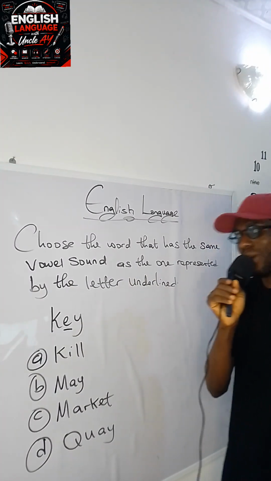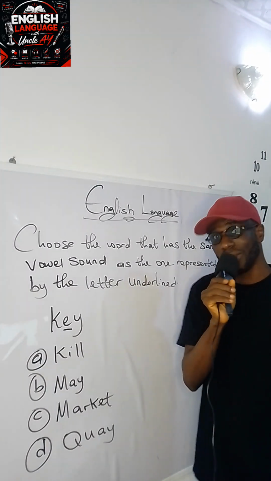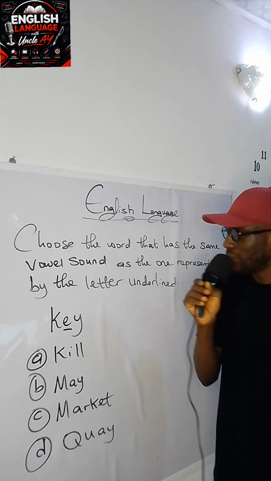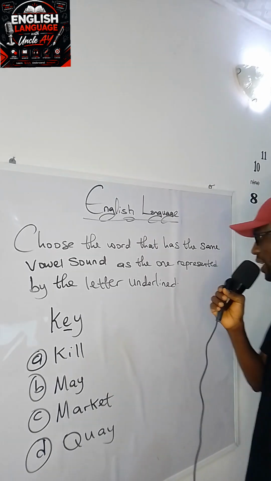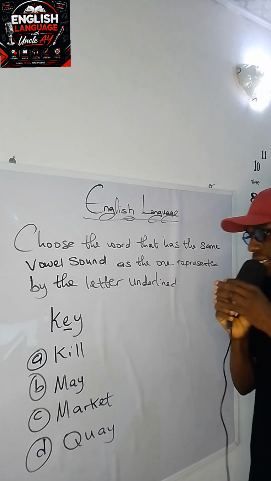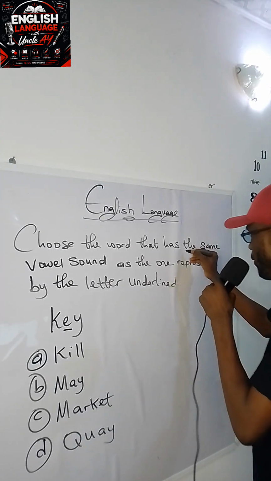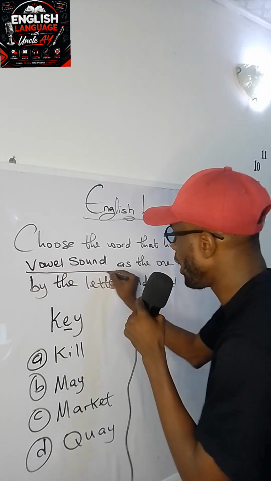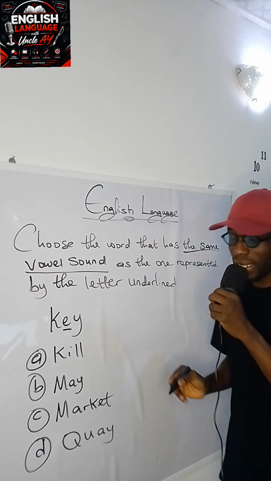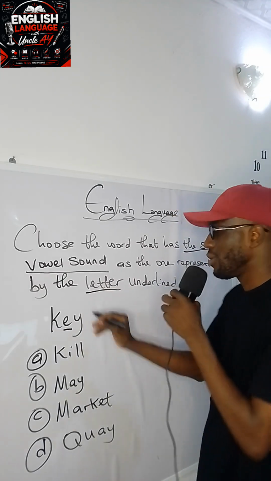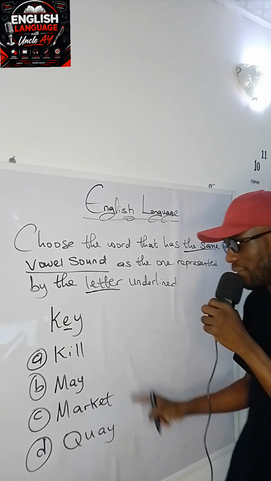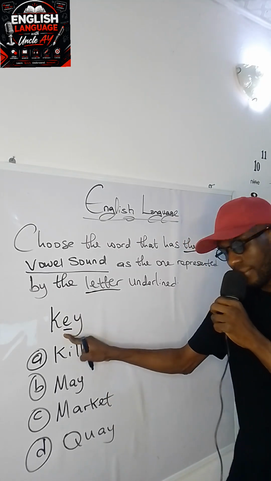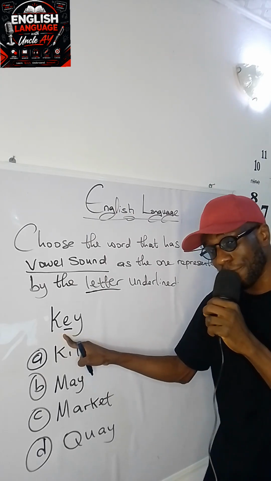Alright guys, so we do have another oral English question on the board. So let's go on to attempt. The instruction here says choose the word that has the same vowel sound as the one represented by the letter underlined. So the focus is the same vowel sound, which of course is represented by a letter, right? So our top word here is key, K-E-Y, key, right? The underlined letter is the letter E, okay?